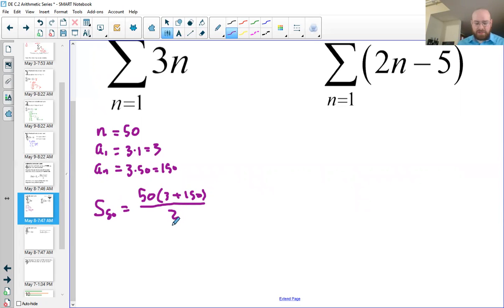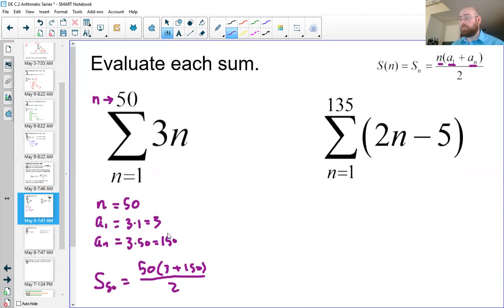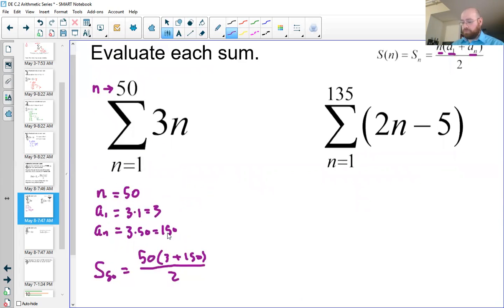Now you can evaluate these by hand. You can also evaluate it by calculator. So I'm going to plug this into my calculator. Let's see, I have 50 times, in parentheses, 3 plus 150, all divided by 2. And that gives me 3,825.